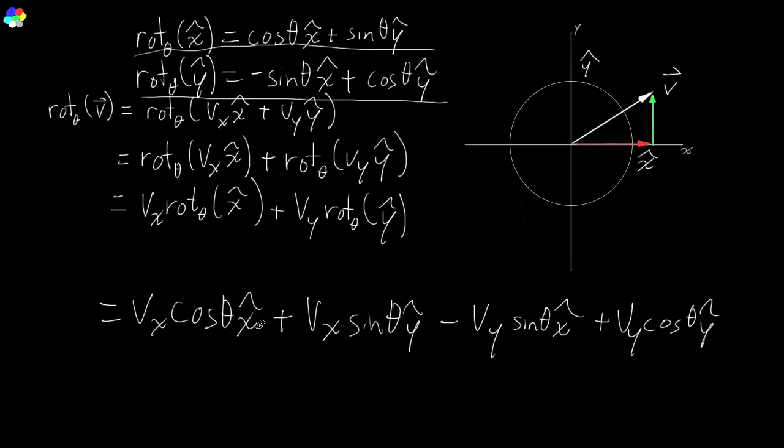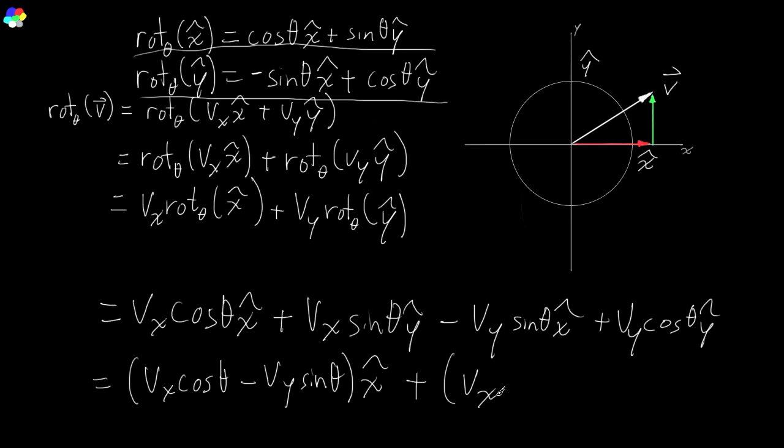And then we collect together our x hats and our y hats, and we would get Vx cos theta, where is our other x hat? Here, minus Vy sine theta x hat plus Vx sine theta plus Vy cos theta y hat.